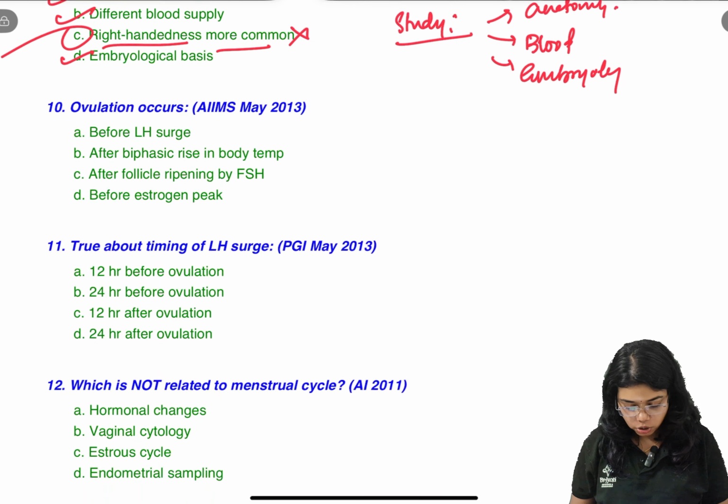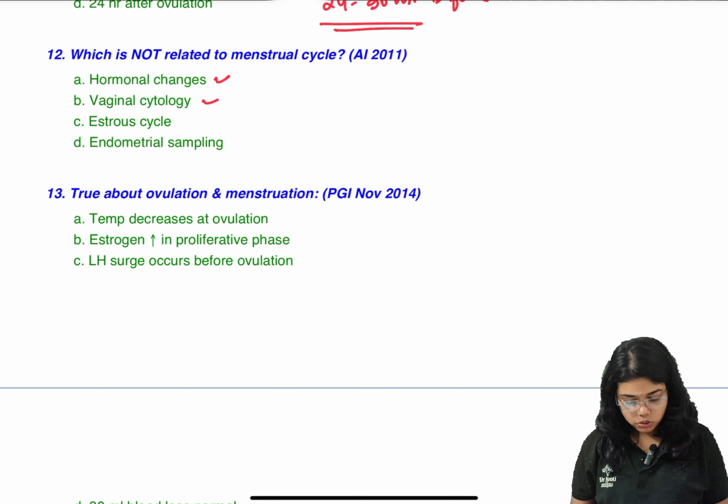Which is not related to the menstrual cycle? Hormonal changes, yes, it is related. Vaginal cytology is also related. Endometrial sampling is also related to the menstrual cycle. So the estrous cycle is not related.